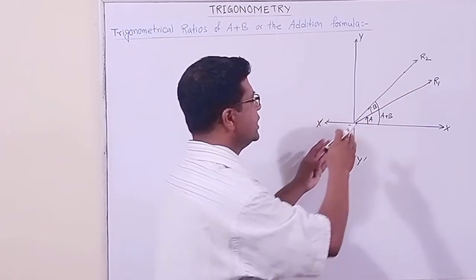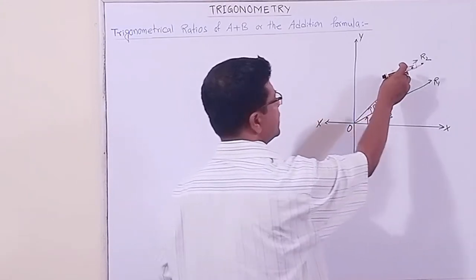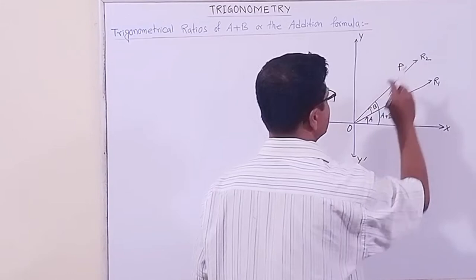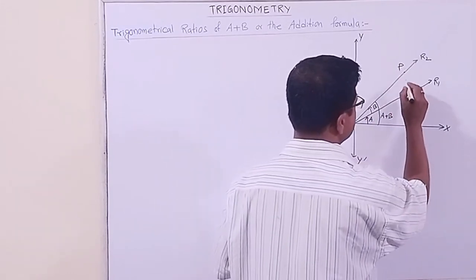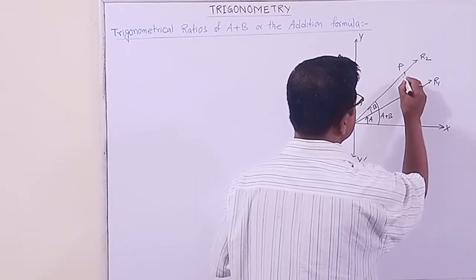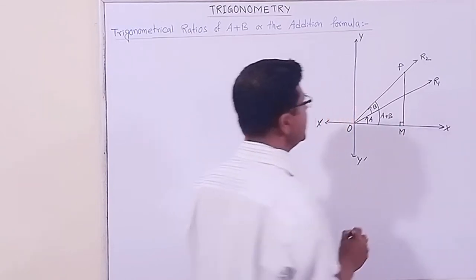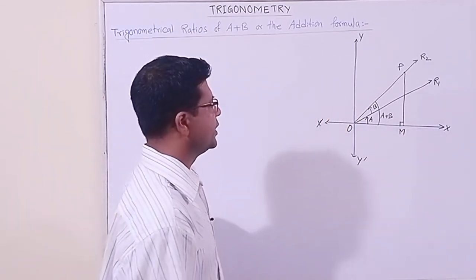For this, from here let us choose any point. It is not necessary that you choose here or wherever I have given. You choose a point P on OR2. From there let us draw a perpendicular. Suppose the name of the perpendicular is PM. We have drawn a perpendicular.